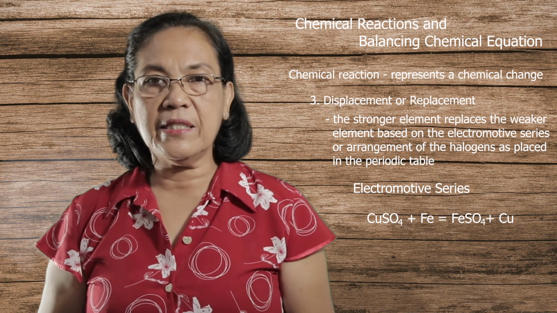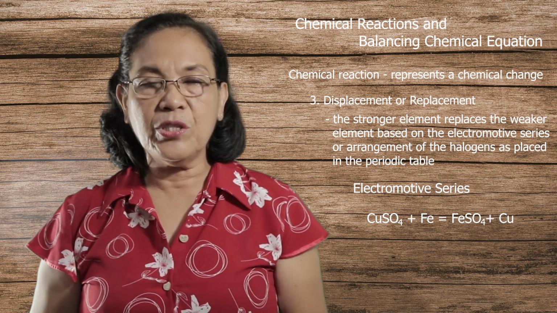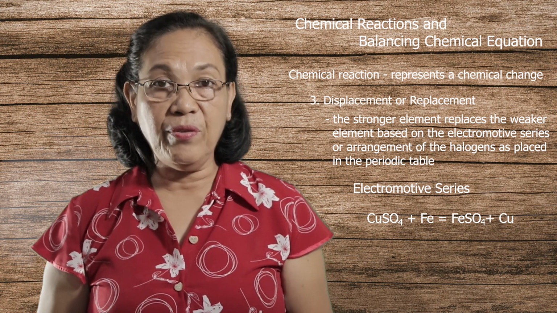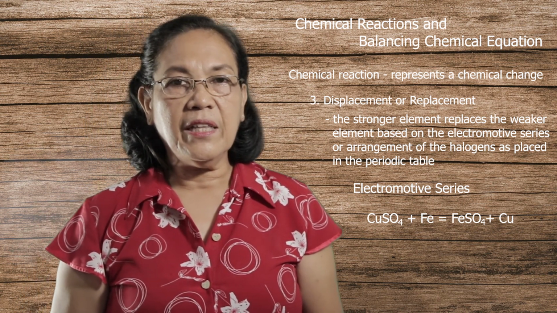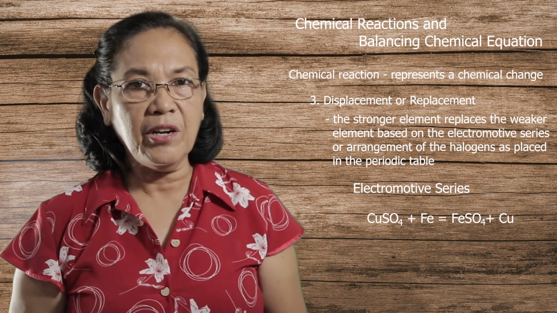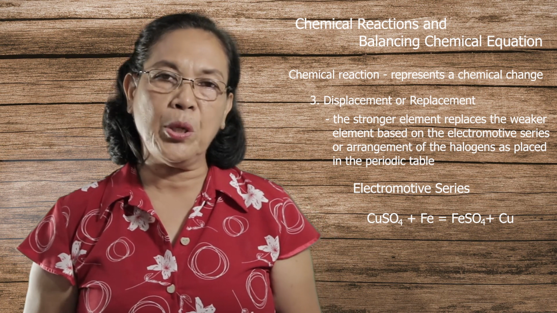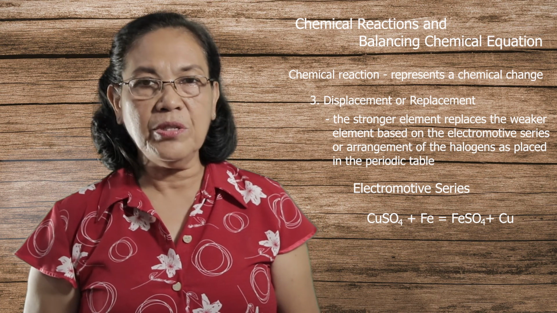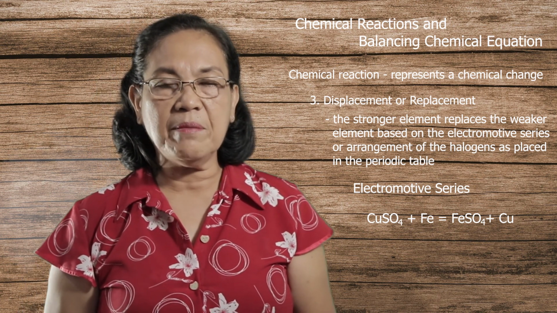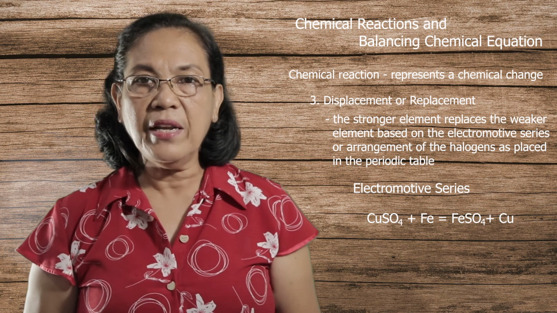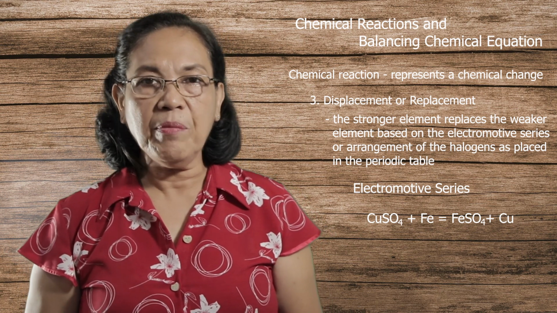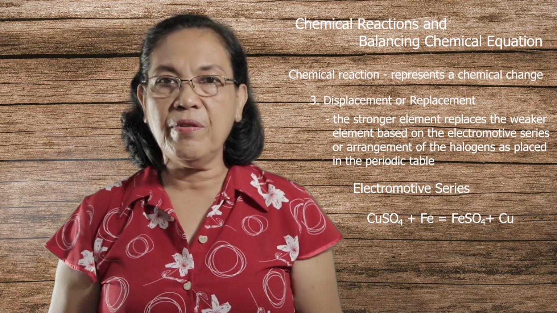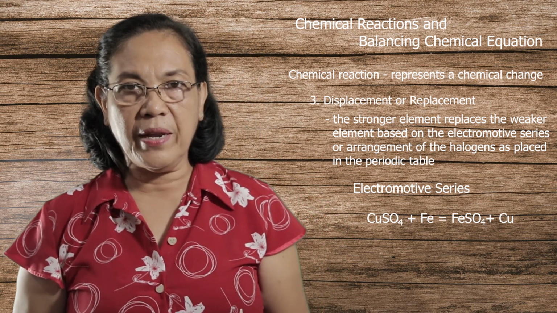Another example is, suppose we have sodium chloride. Then we will react this with fluorine. Take note that the fluorine is higher than the chlorine in the list as you look at the periodic table. So the chlorine in the sodium chloride can be replaced by fluorine. So the products formed if sodium chloride reacts with fluorine are sodium fluoride plus chlorine.